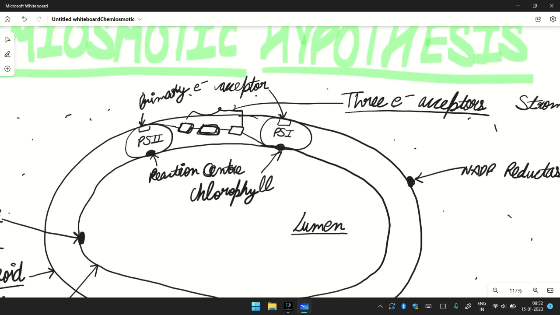And this one, this is our cytochrome. Let me write here: cytochrome.